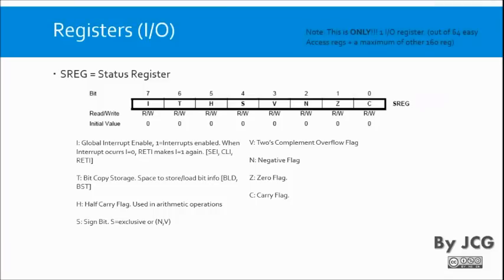Now, just a note, this is only one input-output register. Again, this is a status register. Each register has 8 bits, and we have a possibility of 64 easy access registers plus another 160 maximum registers. So we have a lot of information, and that information, of course, is in the datasheet. But it is important that you understand that this is one of the most important registers. However, this is only one register.